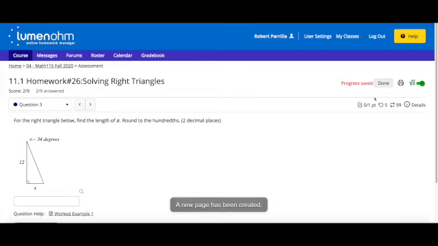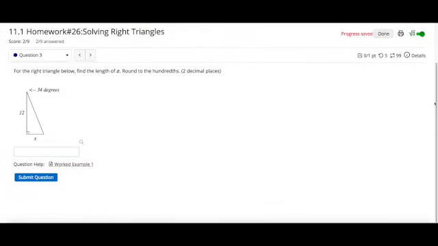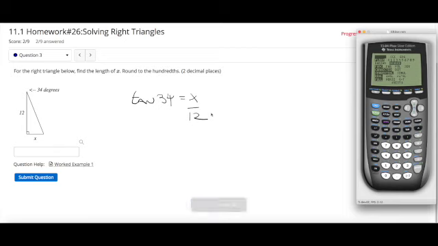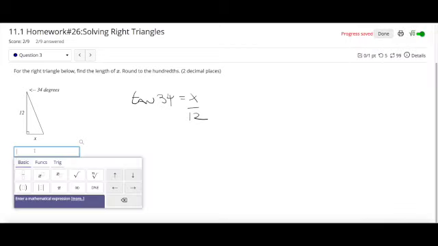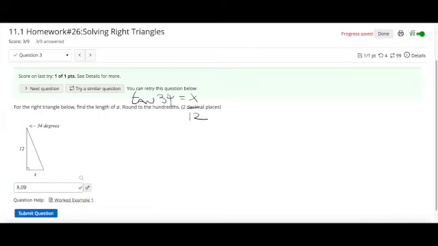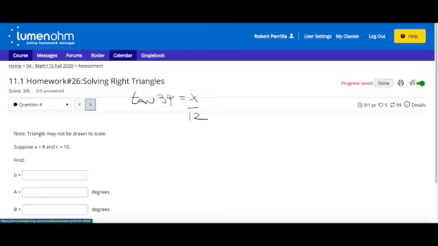Again, once they get really easy, there's nothing to it. Find the length of x. Same thing. Opposite over adjacent. This is a tangent problem. Tangent of 34 equals x over 12. Once again, the same structure. 12 tangent of 34 equals 8.09. That's what we're going to put here. Boom. Okay, 6 more.